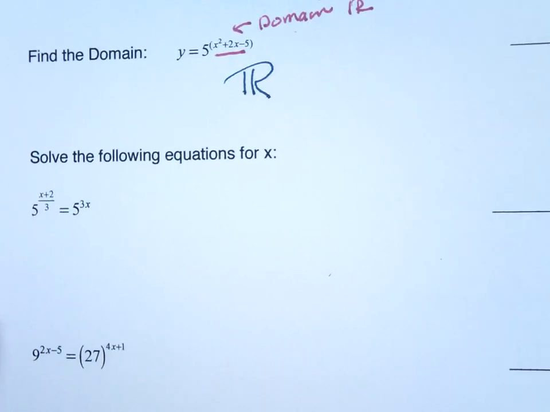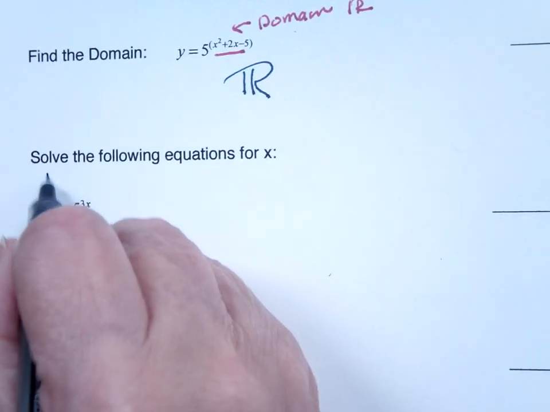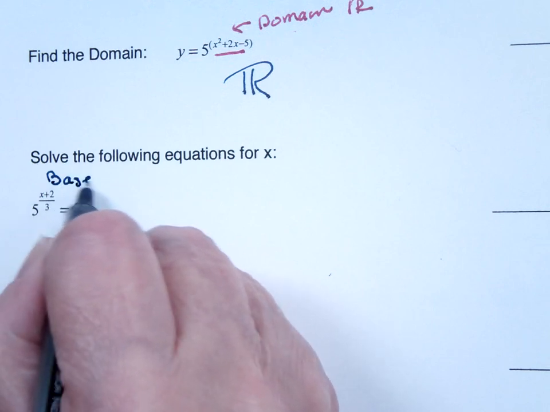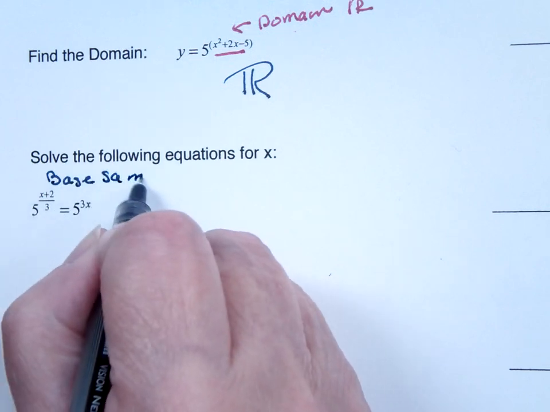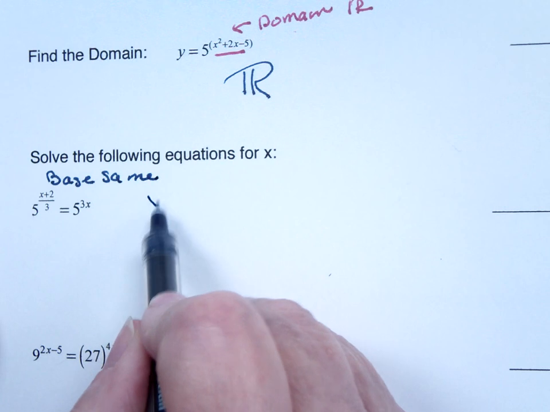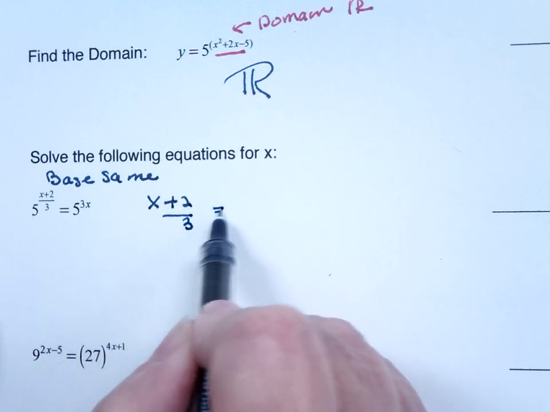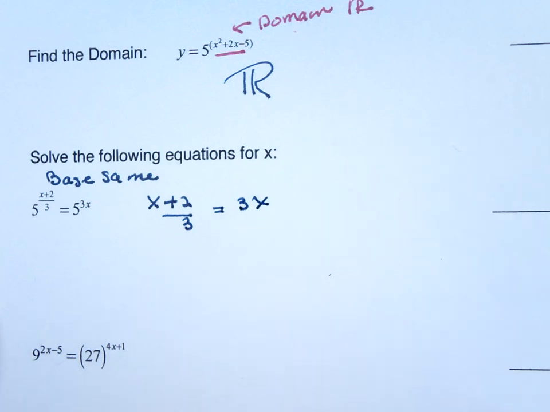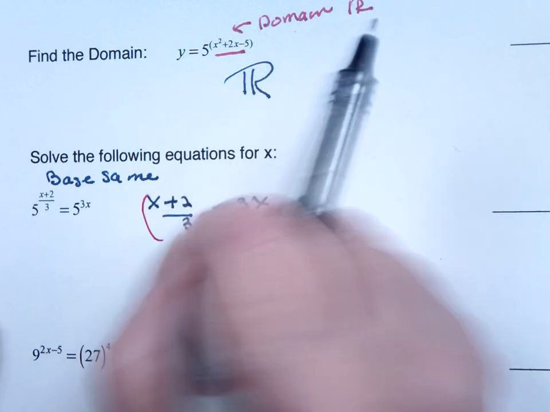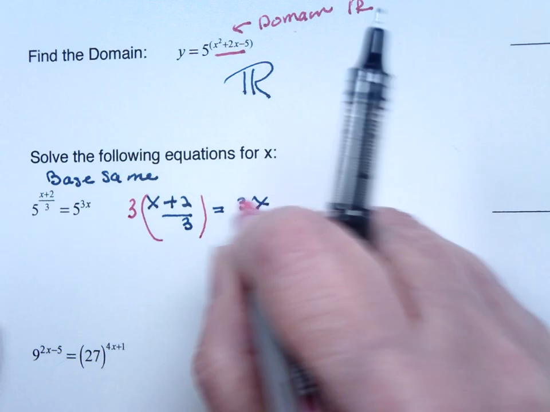Solve the following equations for x. Now here you notice that the base is the same. So the exponents have to be equal. So what's the first thing you need to do? Times 3. Yeah, clear the fraction. Multiply both sides by 3.